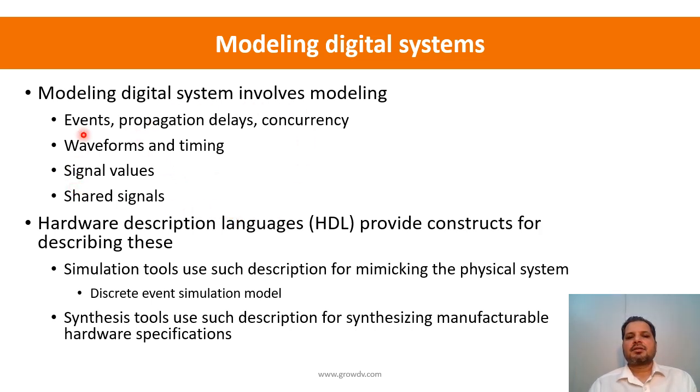Digital systems consist of events. Events means something is changing, right? So there is a signal that is changing from 0 to 1 or 1 to 0, that is an event. And then those events have propagation delays when they go through the gates or through your storage like flops.